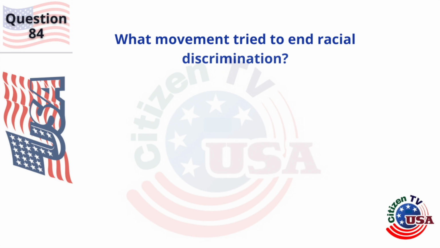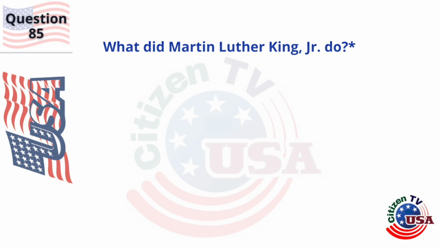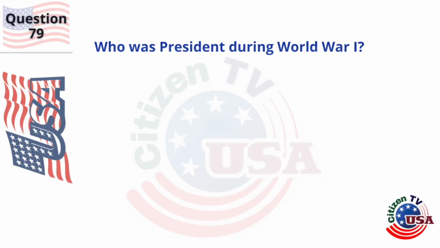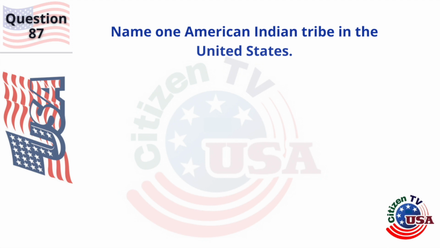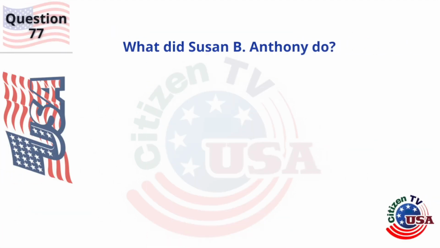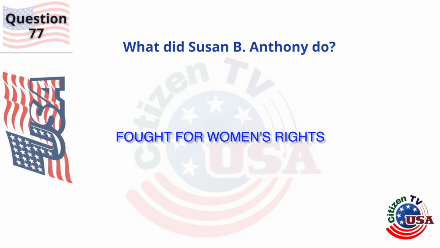What movement tried to end racial discrimination? Civil rights movement. What did Martin Luther King Jr. do? Fought for civil rights. Who was president during World War I? Woodrow Wilson. Name one American Indian tribe in the United States. Cherokee. What did Susan B. Anthony do? Fought for women's rights.